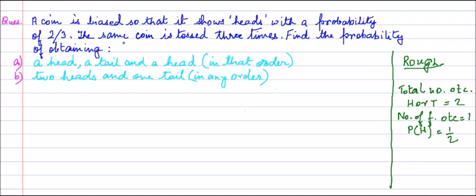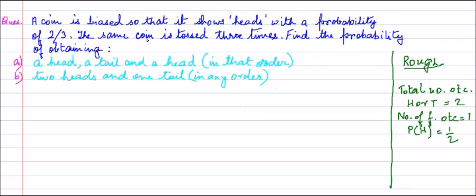But this particular coin is a biased one, so that it shows heads with a probability of 2/3. Therefore, the probability of having tails is 1/3 because the summation of both the probabilities will be equal to 1. So 2/3 plus 1/3 equal to 1. So the probability of having a tail will be equal to 1/3 in a single toss of this biased coin.